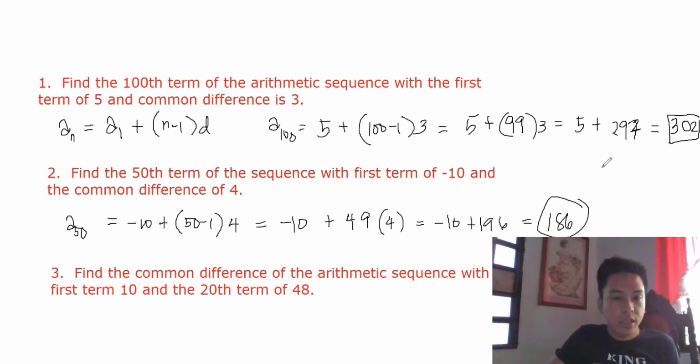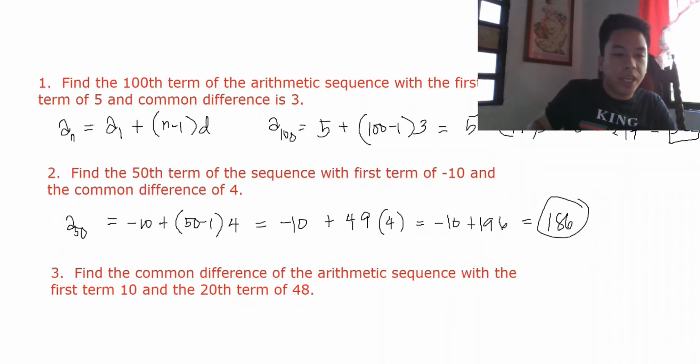Okay, so if you have any questions or clarification, don't hesitate to comment down there so that everyone is aware. Or maybe I made a wrong calculation here. But just so you know, the method here is actually correct. So that will be the formula for getting the arithmetic sequence.